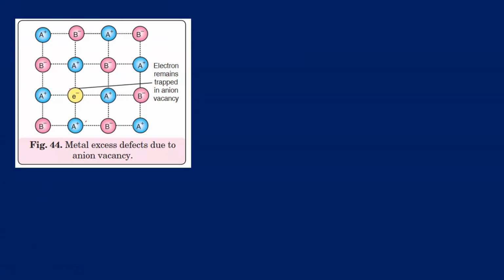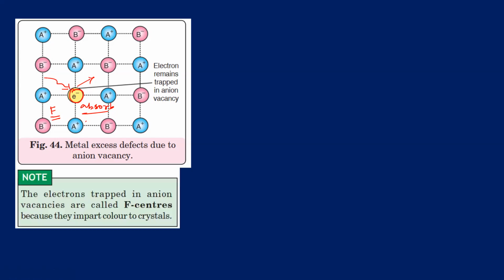Now at this site you have an electron, and if you shine light here, then what can happen? It can absorb the white light, and it can reflect a few of it back. Whatever it is reflecting will give it some type of color. That is why these are known as F centers. These electrons in the holes are known as F centers, and this is the reason why we see some type of colors in metal excess defects. The solids which have metal excess defect show some color, and that is due to the F centers.